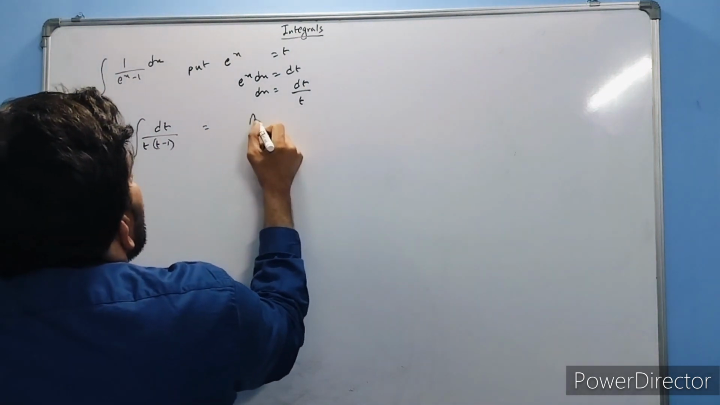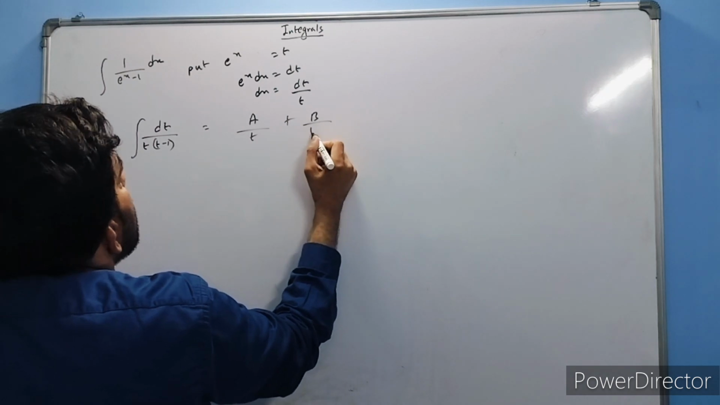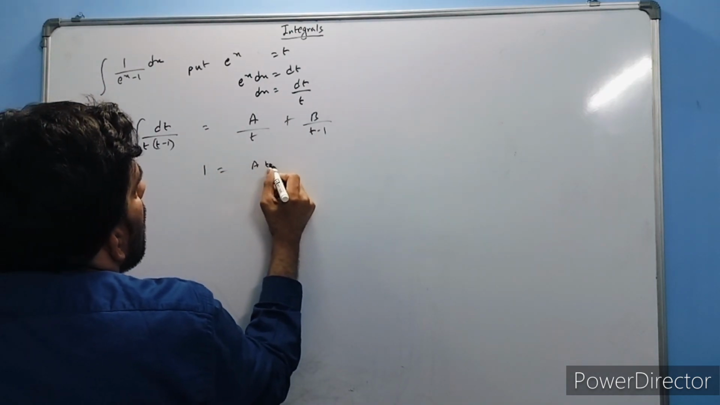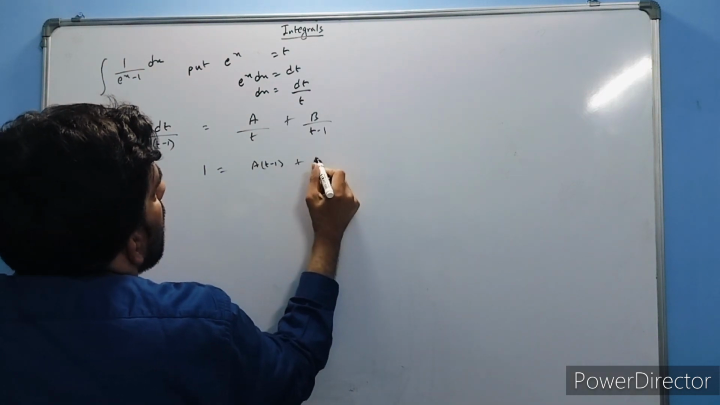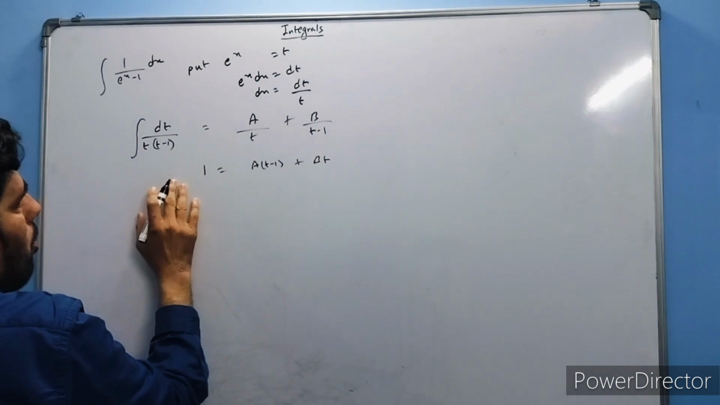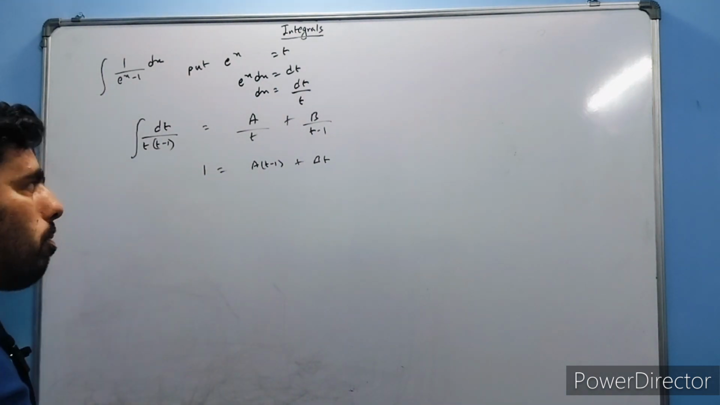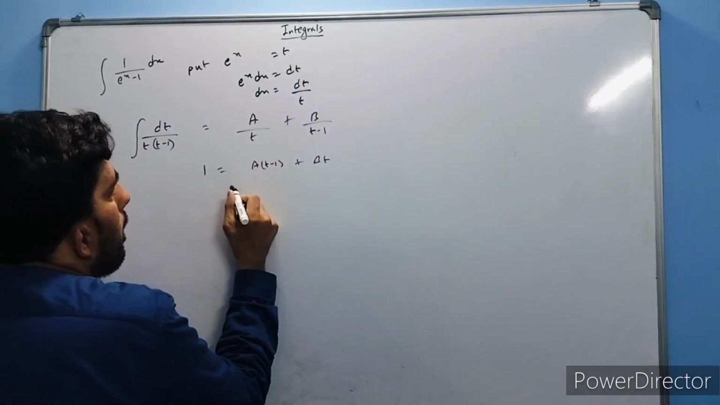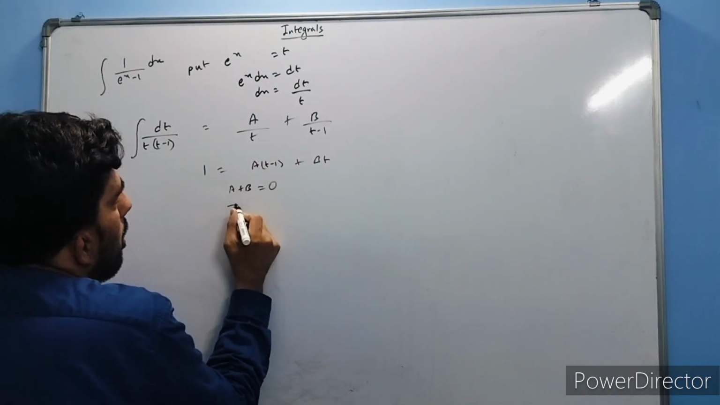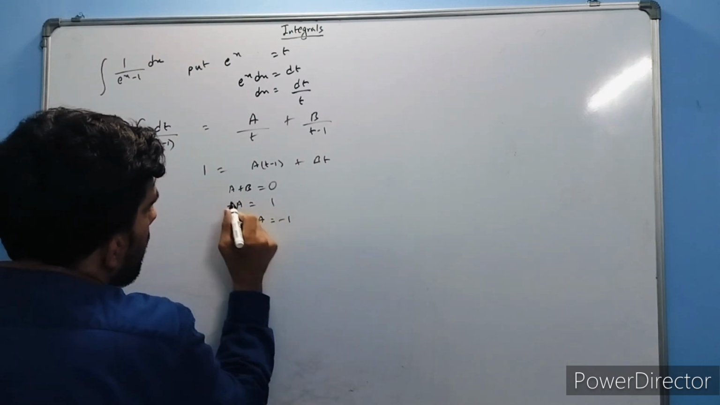Now let us see how we can do it. a upon t plus b upon t minus 1. So now 1 is equal to a into t minus 1 plus bt. Okay, so now what we will do here? Very simple. Now compare: a plus b is equal to 0 and minus a is equal to 1, that is a is equal to minus 1.